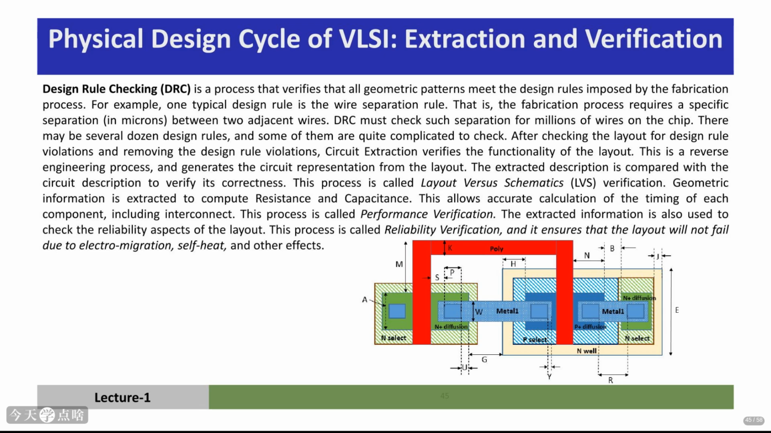Next, circuit extraction reads the layout and generates a netlist, essentially reverse engineering the circuit. Layout versus schematics, LVS, compares this extracted netlist to the original circuit design to check for correctness. Performance verification extracts parasitic capacitances and resistances to accurately simulate the timing. Finally, reliability verification checks for potential failure mechanisms like electromigration. The diagram shows the detailed structure of a transistor, highlighting the geometric parameters checked by DRC.